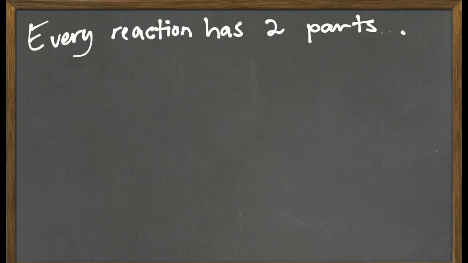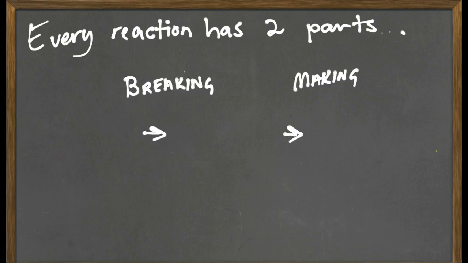Now every reaction has two parts, and we need to understand this in order to understand how these reactions work. First of all, the substance that's going to be used to make the new substance has to break apart first. And then you have to take the atoms from that substance and join them back together in a different formation to make something new. So here we have an example.